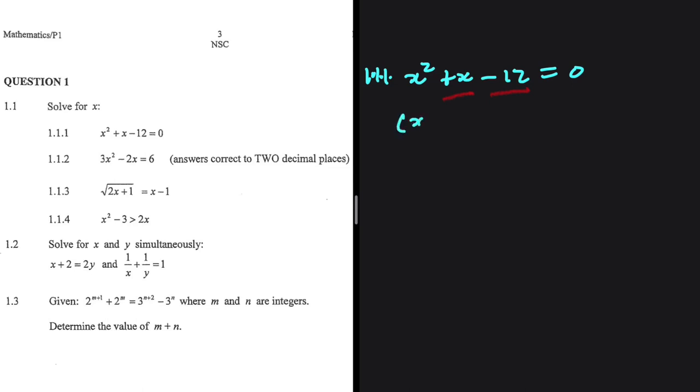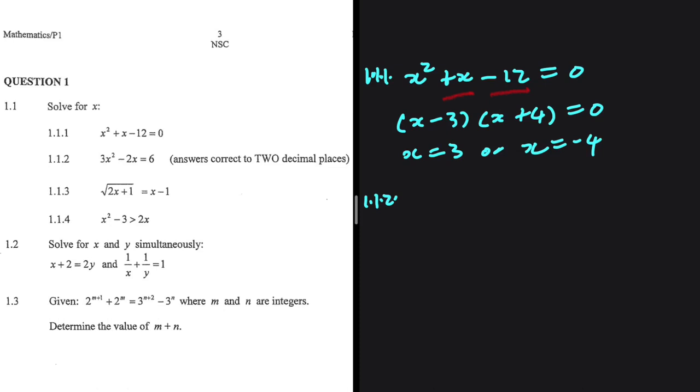So we're going to have x minus 3 multiplied by x plus 4 being equal to 0. x is equal to 3 or x is equal to minus 4. Just like that, we have answered 1.1.1. Let's go ahead and take a look at 1.1.2. We're supposed to solve for x correct to 2 decimal places.